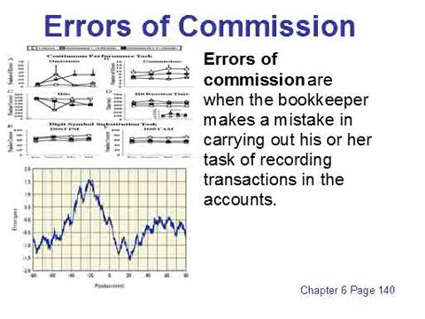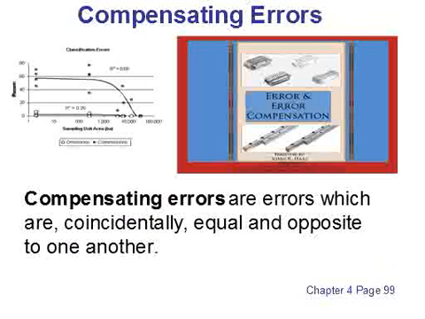Errors of commission. Errors of commission are when the bookkeeper makes a mistake in carrying out his or her task of recording transactions in the accounts. Compensating errors. Compensating errors are errors which are, coincidentally, equal and opposite to one another.